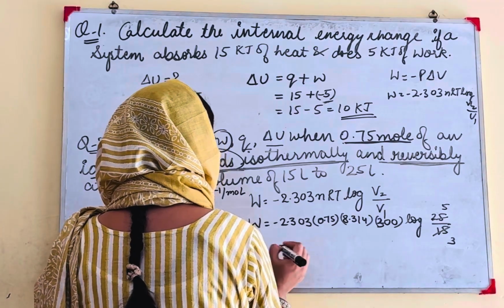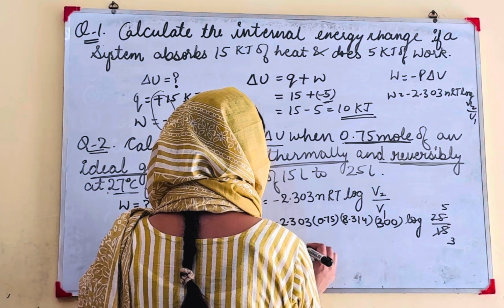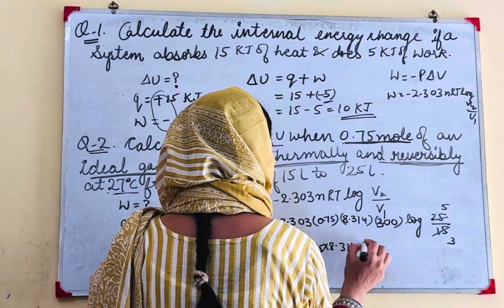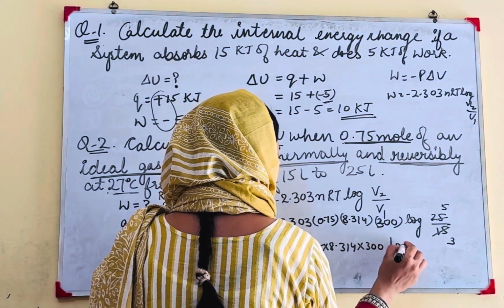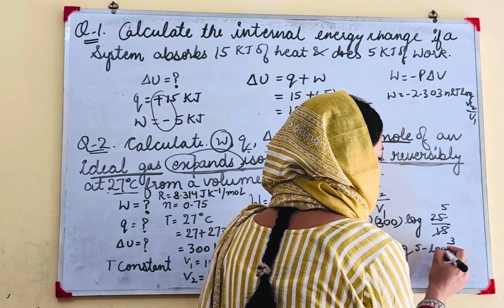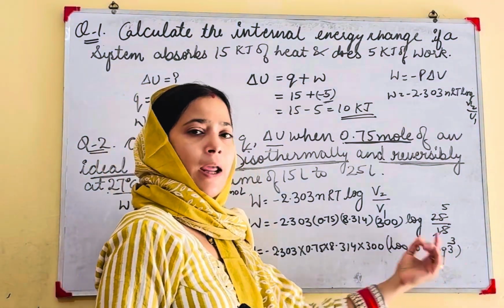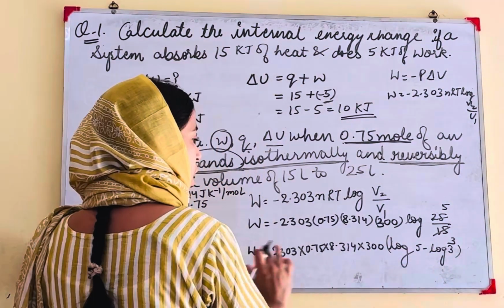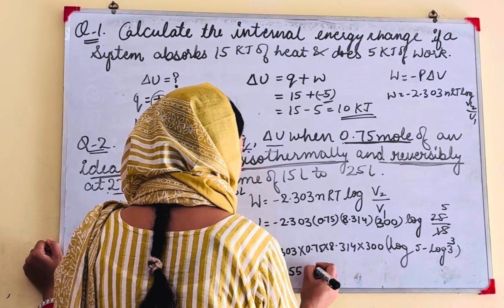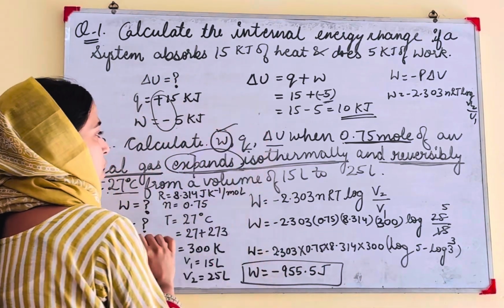Now W is equal to minus 2.303 multiply 0.75 multiply 8.314 multiply 300. To solve such a log, what do we have to do? Log 5 minus log 3. Now from the log table you can check the values of log 5 and log 3 and put them here. On solving this complete expression you will get 955.5 joule. Work is done. Now our W is calculated.